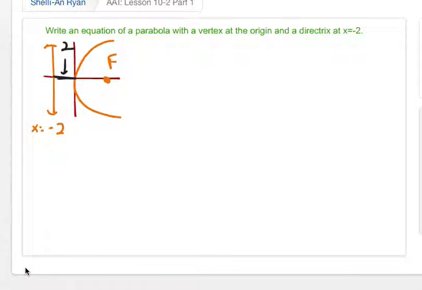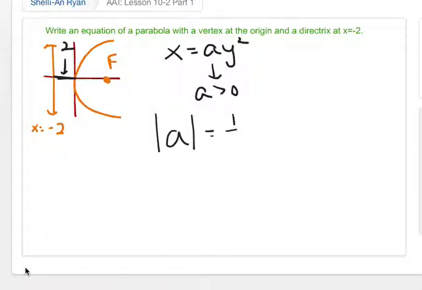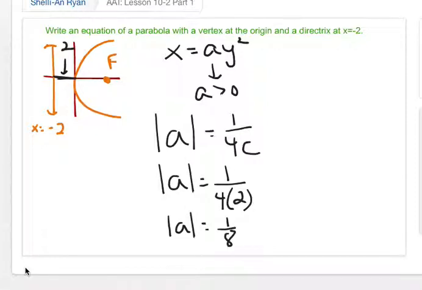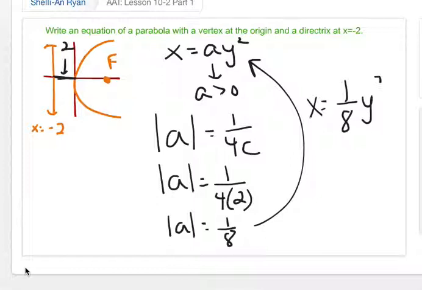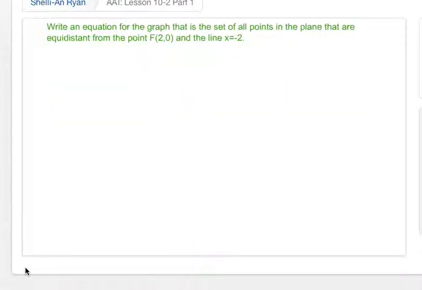My sketch shows that the parabola should open to the right, so I know I should be using x equals ay squared, and that a should be greater than 0 because a is positive. Okay, so do the absolute value of a equals 1 over 4c, and we get a equals 1/8. So substitute that into your equation up here, so you get x equals 1/8 y squared. Just double check, it opens to the right, so it should work.